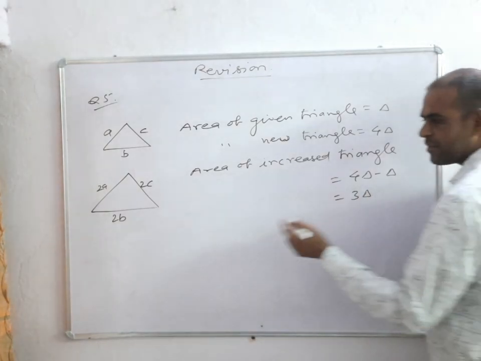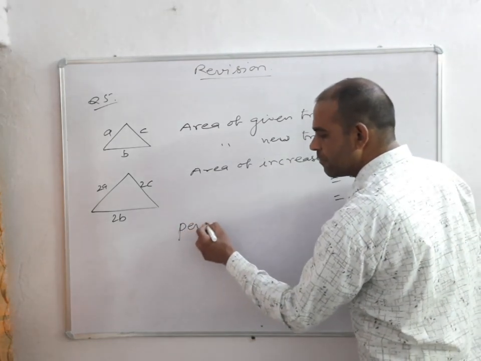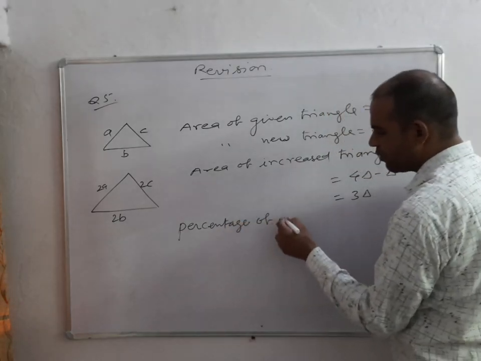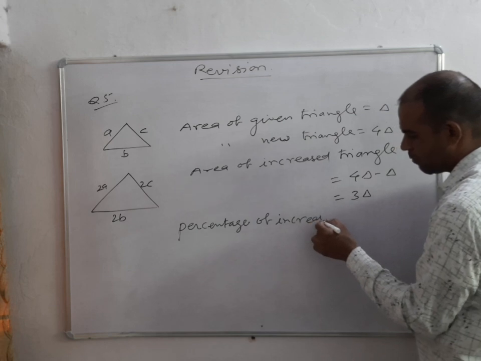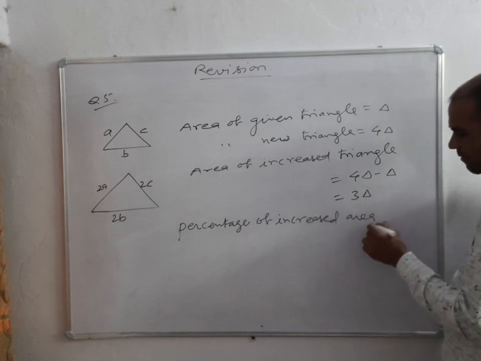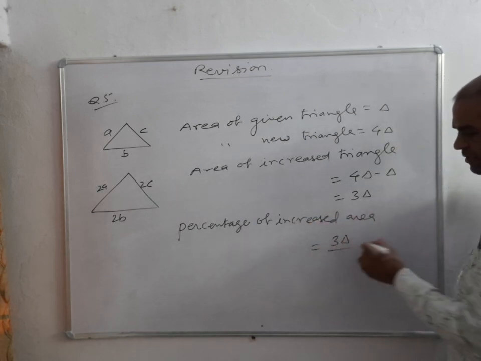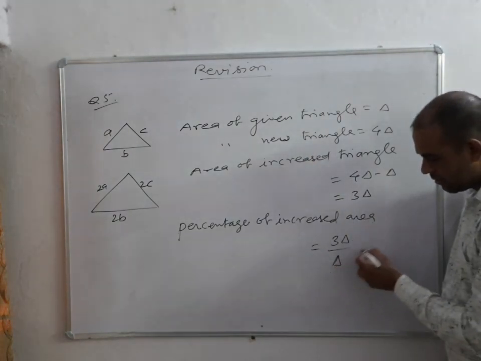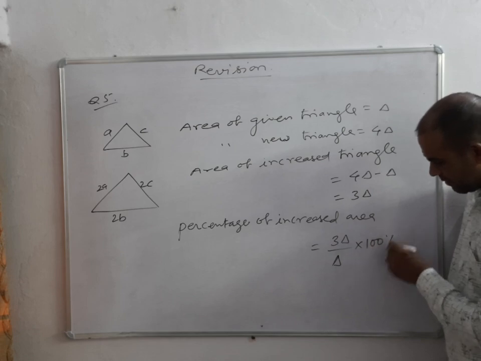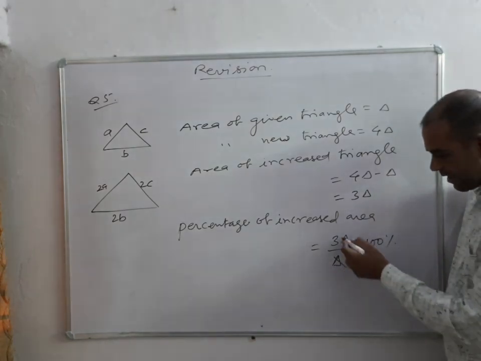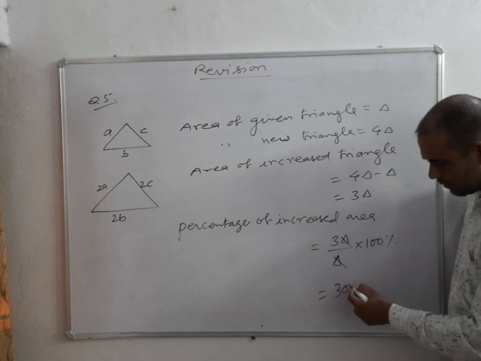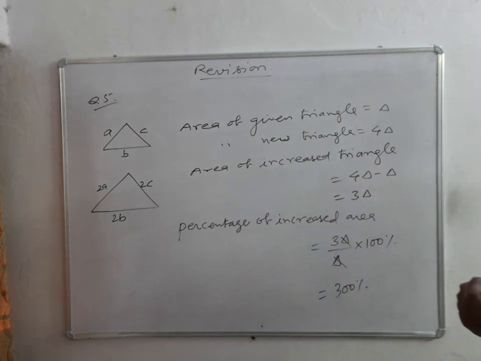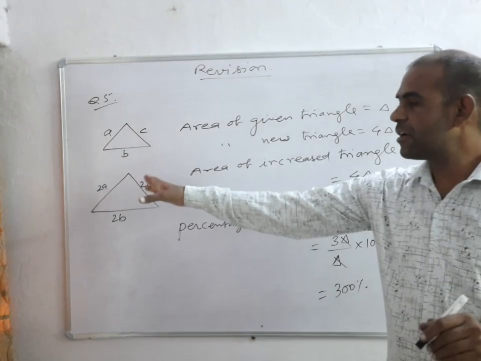And whose percentage? Percentage of increased area. 3 del is increased on the given triangle, multiplied by 100%. Del and del is cancelled, and 300%. 300% is the area increased if we double the size.